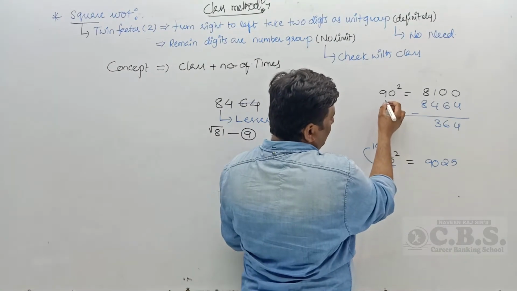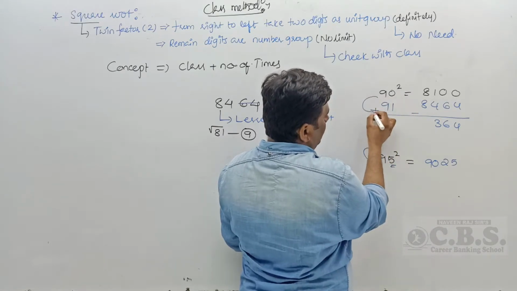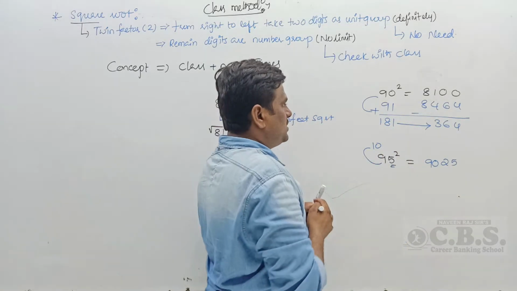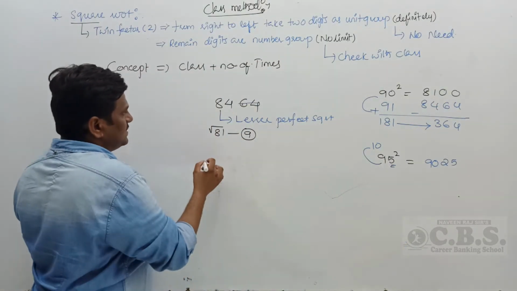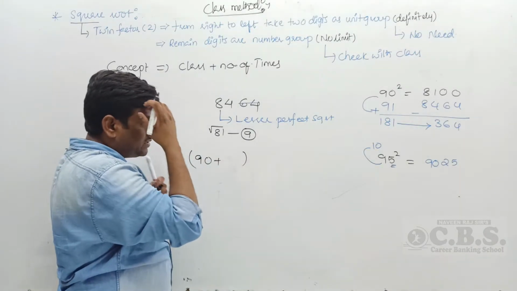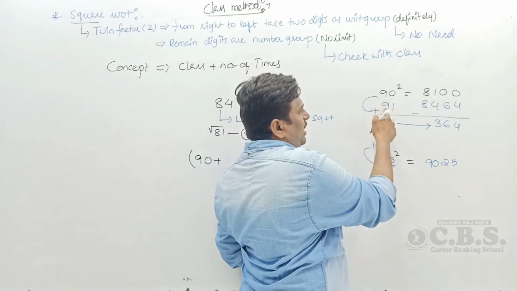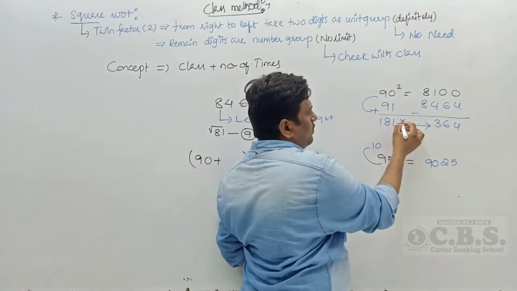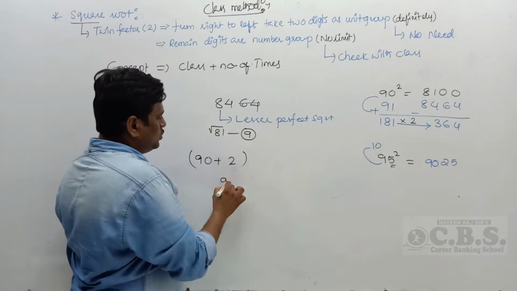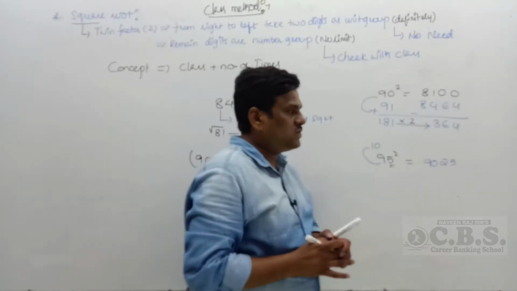What is the number after 90? It is 91. You just do this one. 90 plus 91 gives you how much? 181. So our class is how much? It is 90, because it's near to 90 whole square. Now, what is the sum of 90 plus 91? 181. 181 how many times to get 364? 2 times. So 90 plus 2, 92. Your answer is 92 whole square. So the square root of 8464 is 92.